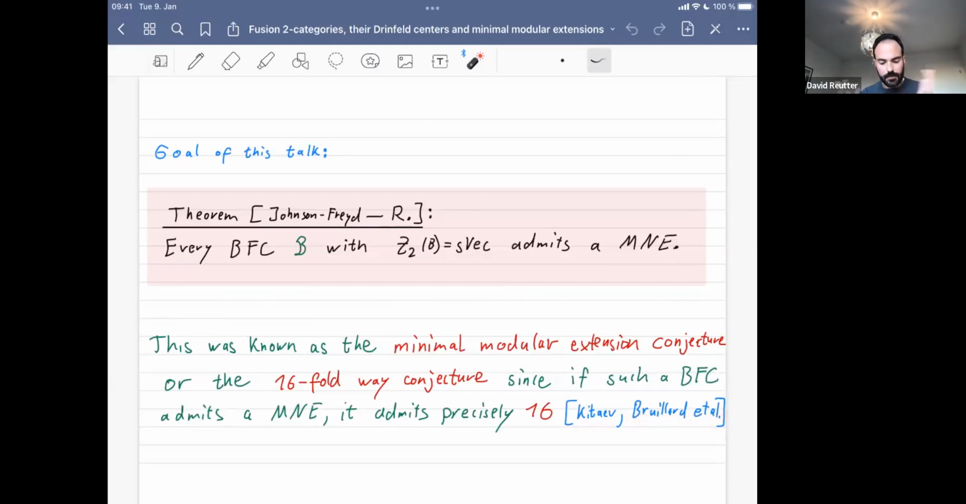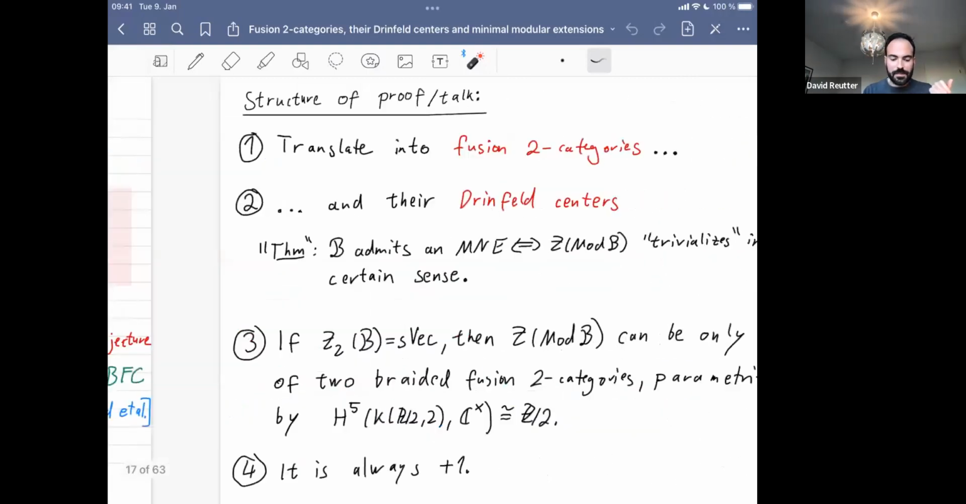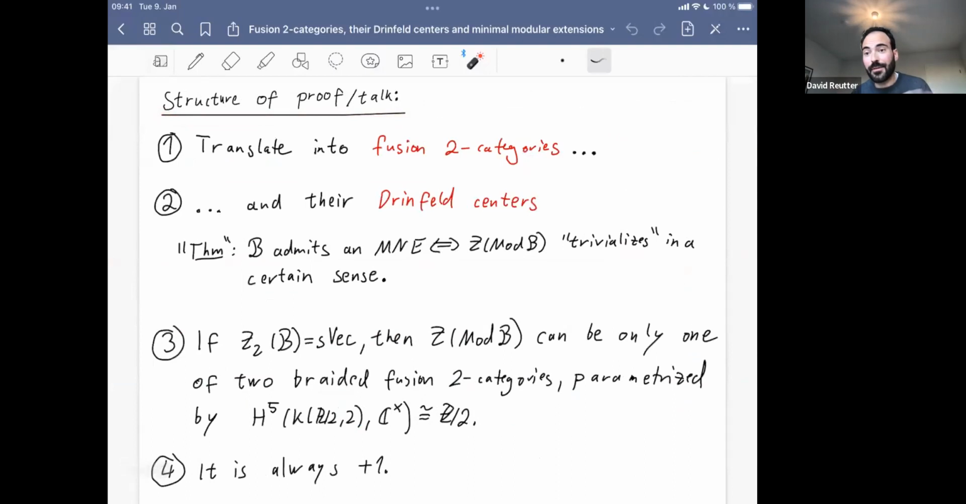Okay, so this brings me to an outline of the proof and equivalently an outline of the talk. First, I'm going to take this problem that I just explained to you and translate it into the language of fusion 2-categories and tell you how this is related to fusion 2-categories.